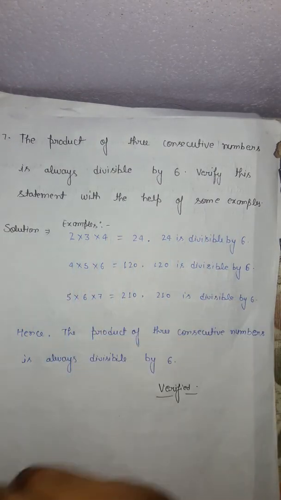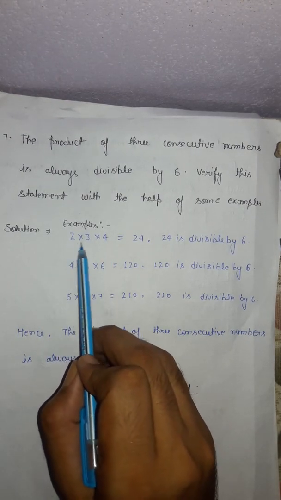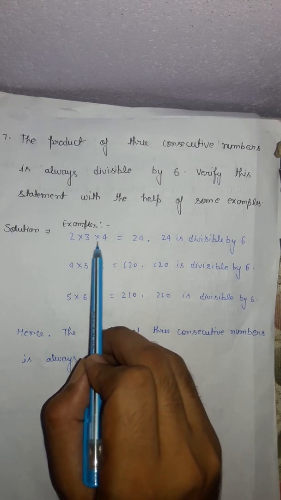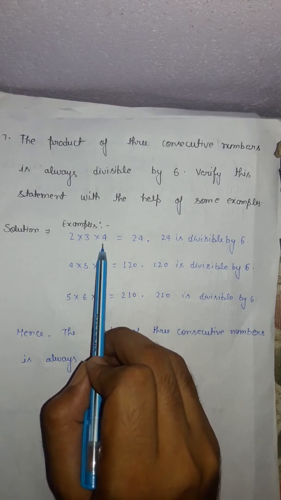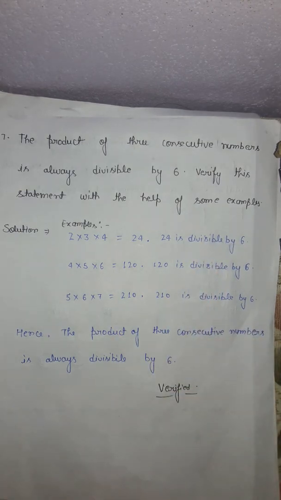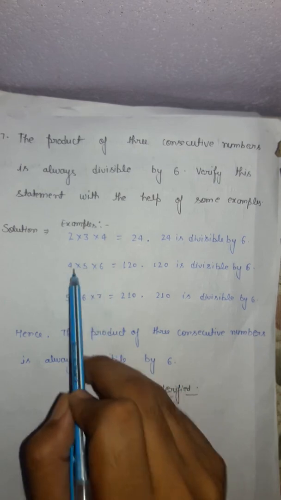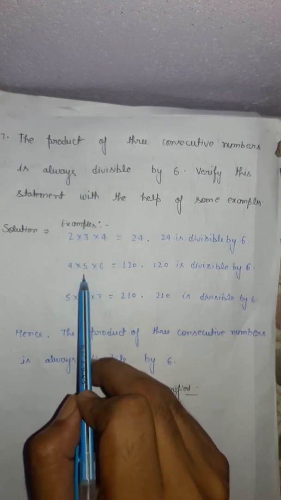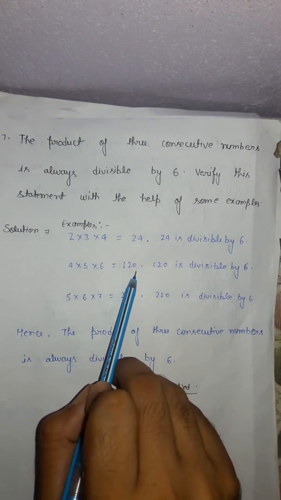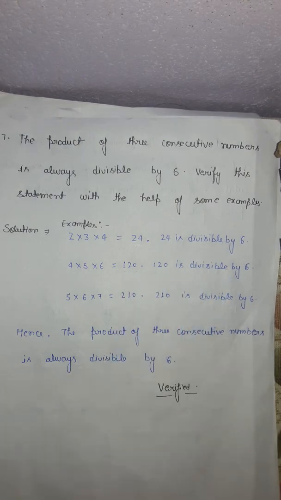Now see that we have taken some examples, and the first example is 2 into 3 into 4. You can see that these three numbers are consecutive. When we multiply, 2 times 3 is 6, 6 times 4 is 24, and 24 is divisible by 6. Again take another example, 4 into 5 into 6. These are again consecutive numbers. 4 times 5 is 20, 20 times 6 is 120, and 120 is divisible by 2 and 3 both. That's why it is divisible by 6 also.